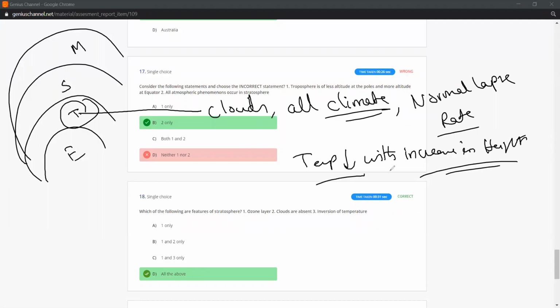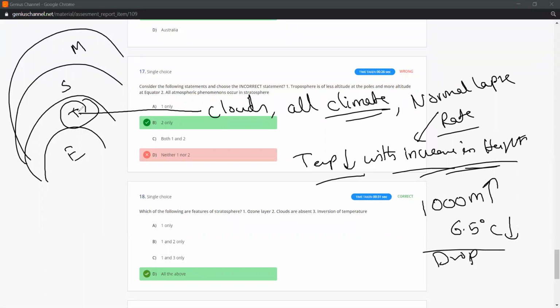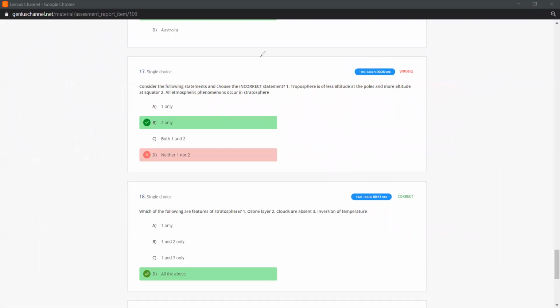Okay. Temperature decreases with increase in height. That is known as the normal lapse rate. It decreases by 6.5 degrees Celsius for every 1000 meters you go up. Those things happen in the troposphere, the most important layer. So here the answer is B.